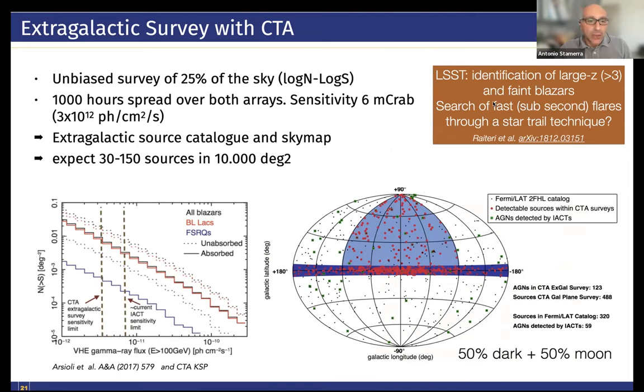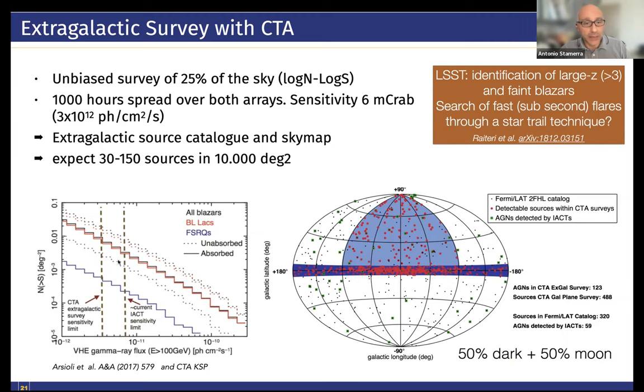So finally, let me also mention that for AGNs, we have an extragalactic survey that will be done with CTA. It is a survey of something like 10,000 square degrees of the sky, so 25% of the sky, with something like 1,000 hours dedicated to this project. This is something to be agreed with the CTA Observatory and formally approved, but we are working on making this case stronger.